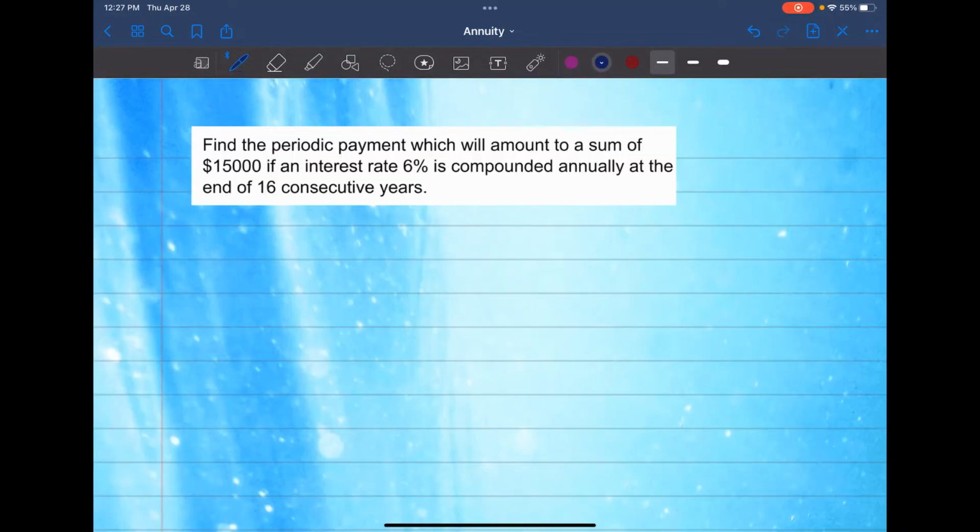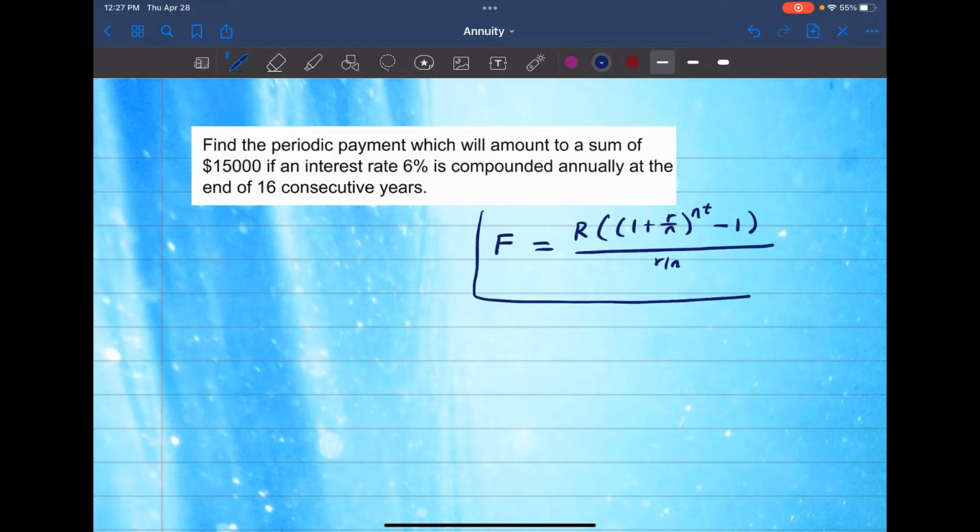Here's our next example. So we'll be using the same formula. We have the future amount is equal to R, which is the periodic payment, times 1 plus r over n to the power n times t minus 1 all over r over n. So that's the formula we know, and we went over the components previously. So we want to know the periodic payment which will amount to a sum of 15,000 if an interest rate of this much is compounded annually, at the end of 16 consecutive years.